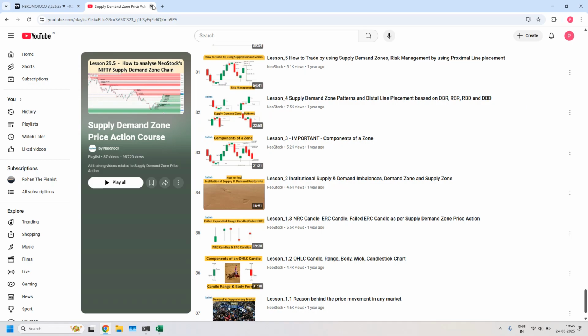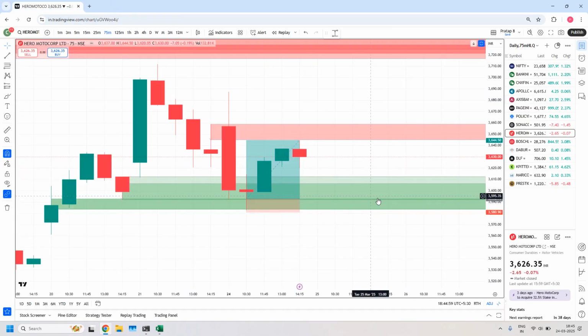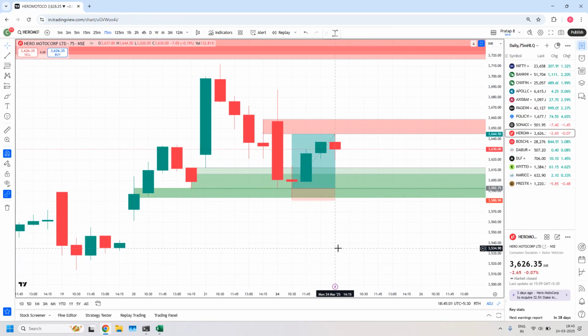Now let's get into analysis of our HLQ zones generated in the previous end of the day report. In the previous report, we identified 13 high liquidity zones from daily and 75 minutes time frame. So we got around 6 trades today. So let's focus on them.